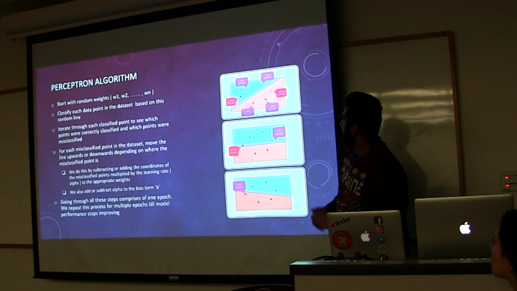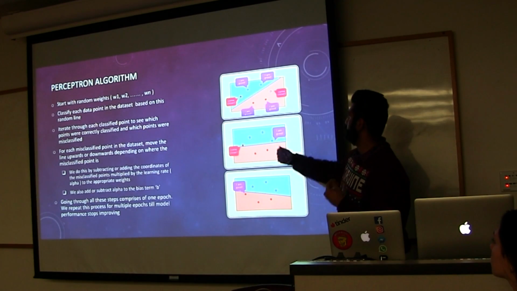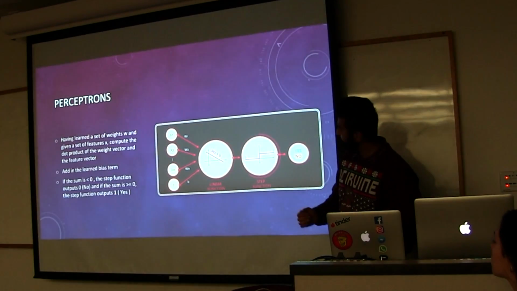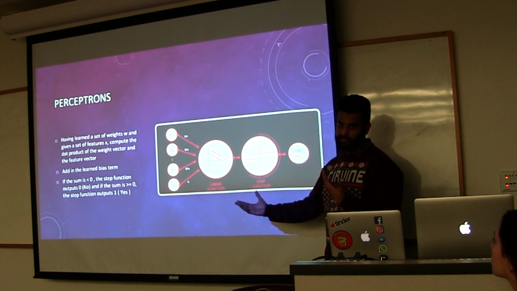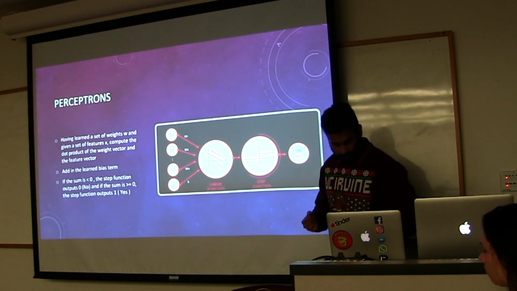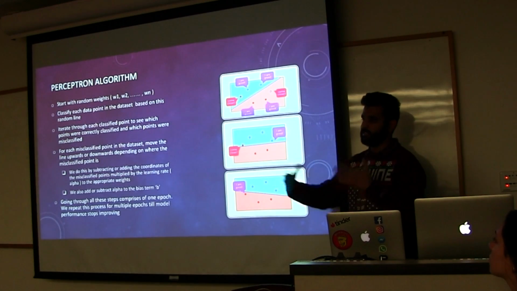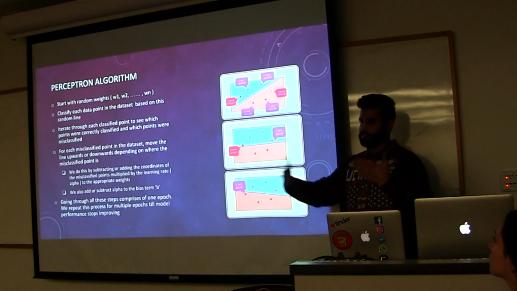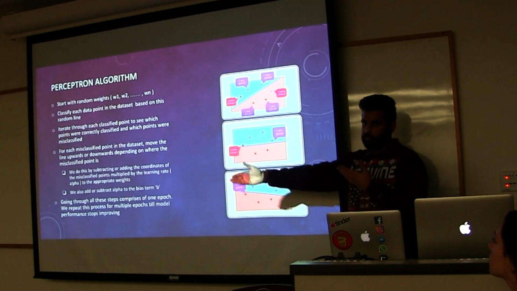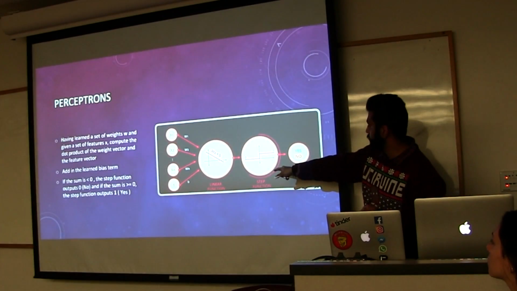So the way the perceptron algorithm runs is that we start with completely random weights. Given a set of data, it's going to start with these random weights and form a really random equation. Let's say 3x plus 2y is equal to something, right? And according to that, it's going to use something called a step function.